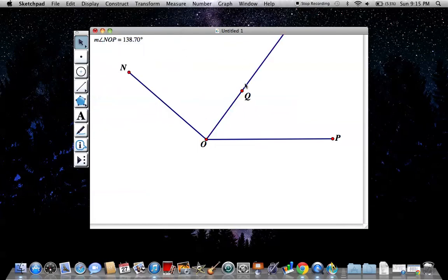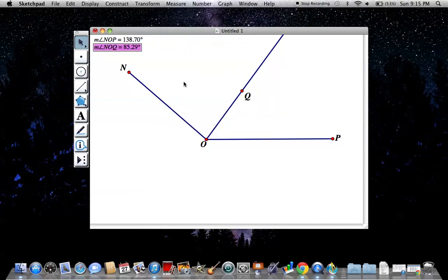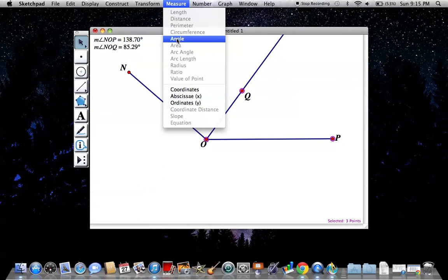Any ray that runs through that point, if I take the measurement of the angle formed by that point, so NOQ, measure angle, and I take the other one, so QOP, measure angle.